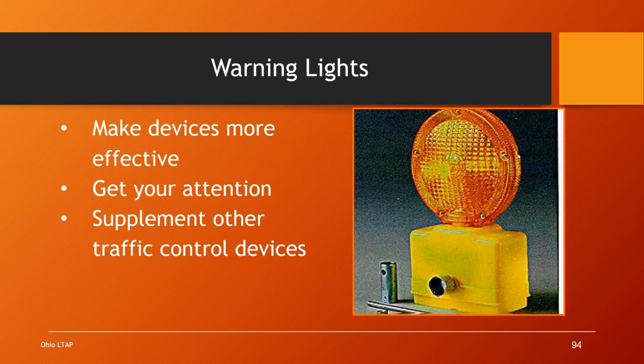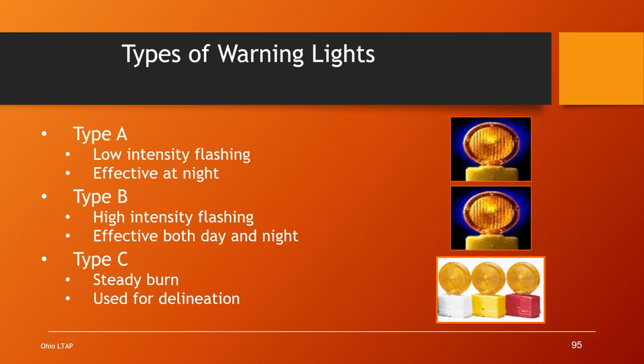And then we have lights. We use lights to make devices more effective. They draw attention to the devices and can supplement other traffic control devices. There are different types of warning lights. Type A is low intensity flashing, effective at nighttime. Anytime we're using lights at night, we want to make sure they're set on low intensity. That goes the same with arrow boards. Type B is high intensity flashing, effective. You want to use high intensity during the day. And then type C is a steady burning light used for delineation.